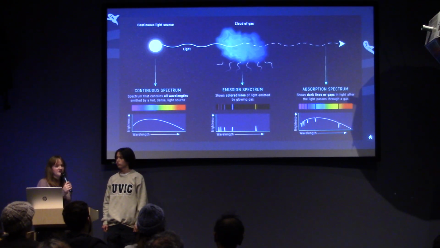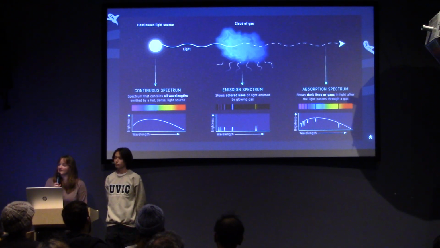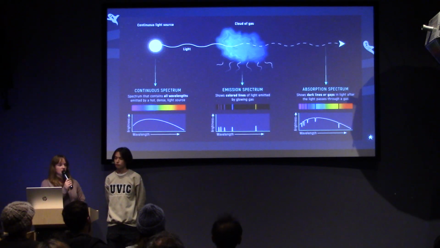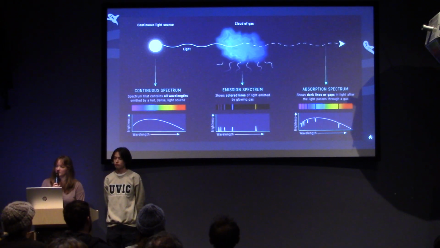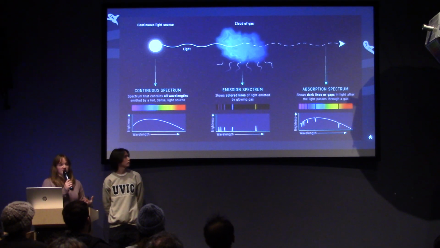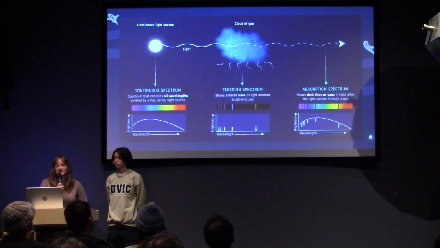We can't go out and directly touch stars, but we can use spectroscopy to learn a lot about them. We can figure out how fast they're moving, and what they're made up of. There are a lot of different things that we can learn with the tool of spectroscopy.